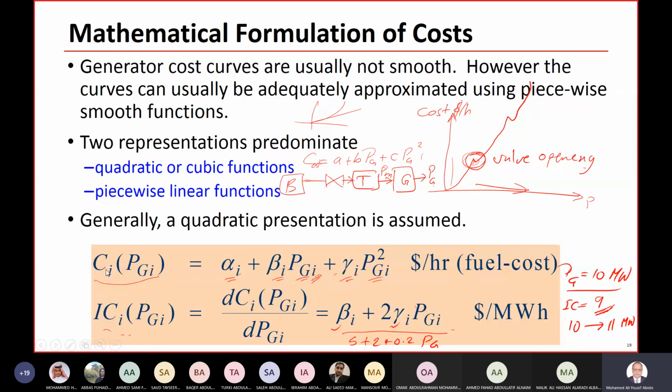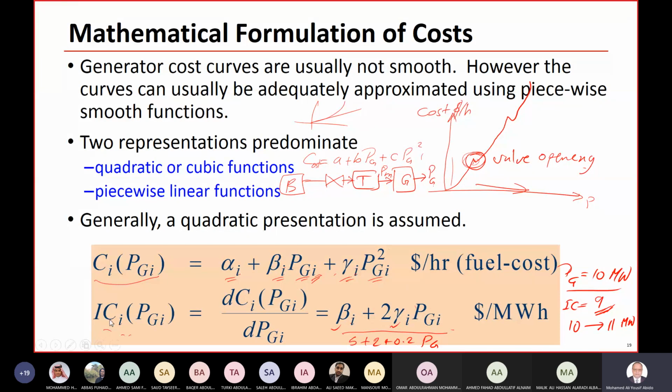So we have the cost as a quadratic function of PG: alpha constant plus beta PG plus gamma PG squared. And the incremental cost, IC, as we defined earlier, is the derivative of this cost over PG. The constant will go, and this will be equal to beta plus 2 gamma PG. This incremental cost plays a great role in optimization, as we will see later.